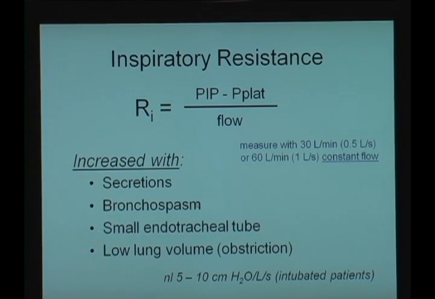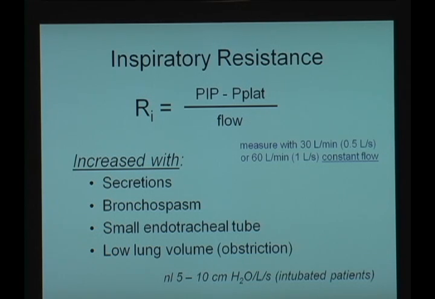So why might the airways resistance be increased? Well, maybe there are secretions in the airway, so think about severe acute bronchospasm, asthma, COPD, a small endotracheal tube, a patient who got intubated in the field, an adult patient with a 5 or 6 ET tube because it was a difficult intubation. And airways resistance will be increased with a low lung volume, something I've heard referred to as obstruction. So it looks like obstruction due to a restrictive low lung volume.